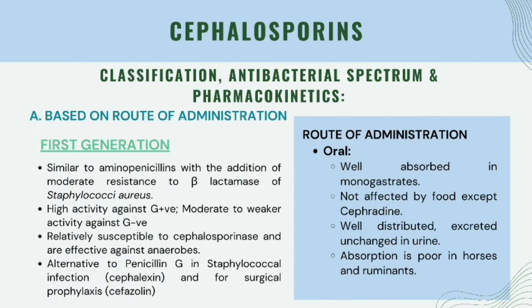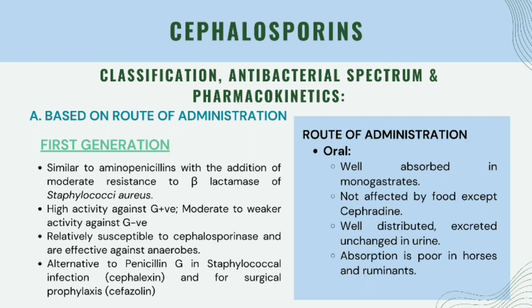Next is the classification, antibacterial spectrum, and the pharmacokinetics. In the first generation, the antimicrobial activity is similar to aminopenicillins with the addition of moderate resistance to beta-lactamases of Staphylococcus aureus. It has high activity against gram-positive but only moderate to weaker activity against gram-negative organisms, is relatively susceptible to cephalosporinase, and is effective against anaerobes. It is also used as an alternative to penicillin G in staphylococcal infection and for surgical prophylaxis.